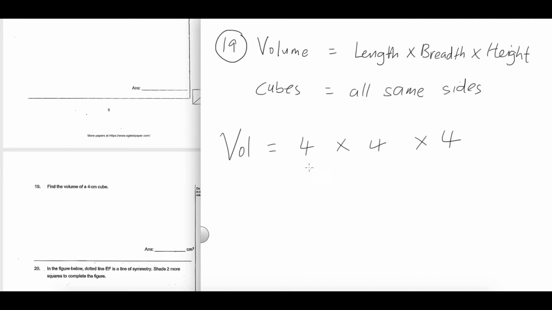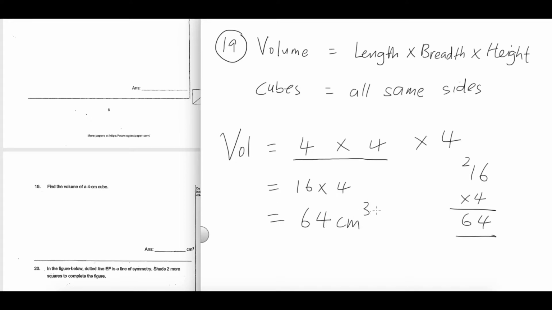A little bit of order of operations here, so let's underline this. 4 times 4 is 16. So 16 times 4, let's do the working together. You're going to get 64. And don't forget your units. It's a cube. Oh, the unit is given, so you don't need it. So I'm going to move on to question 20.